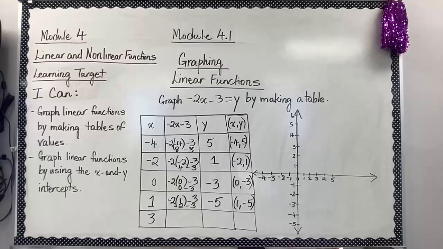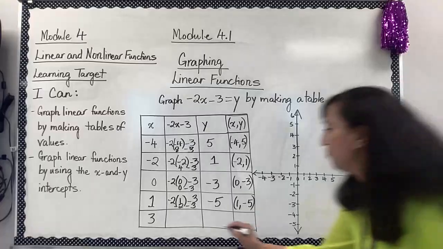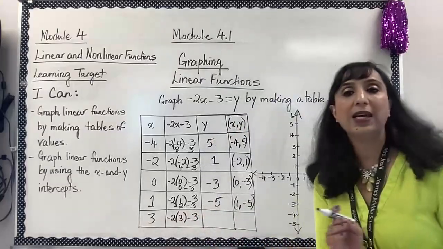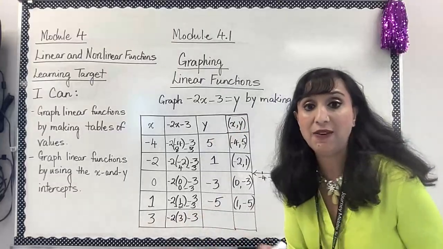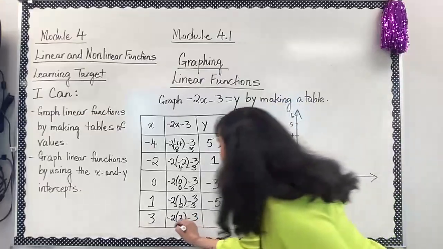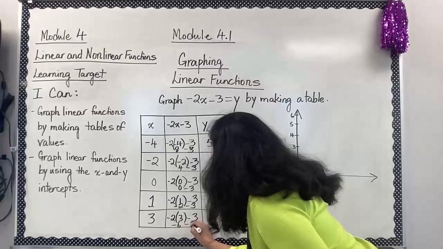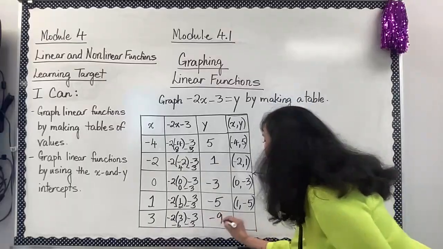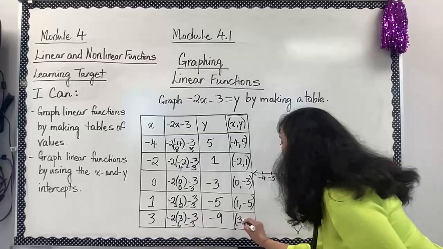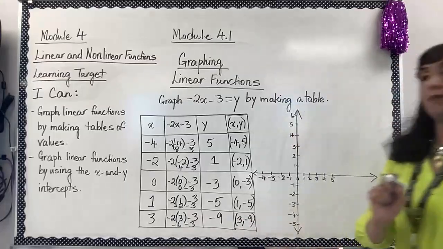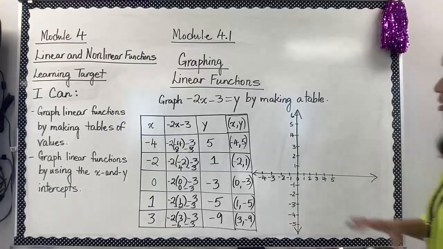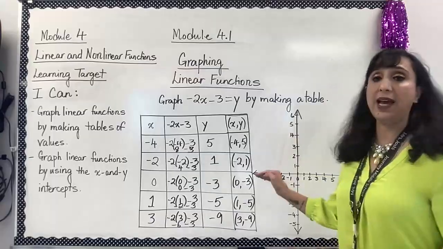And then the last one, I have negative 2 times 3 minus 3. Once again, negative times positive is going to give me negative. So that is negative 6 minus 3. Same signs, you are going to add them and I get negative 9. So when x is 3, y is negative 9. So now I've created my table and organized my ordered pairs, x and y.